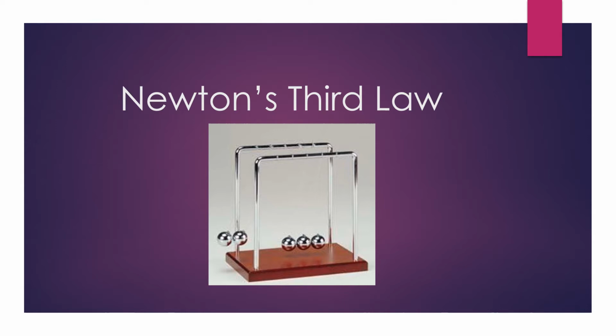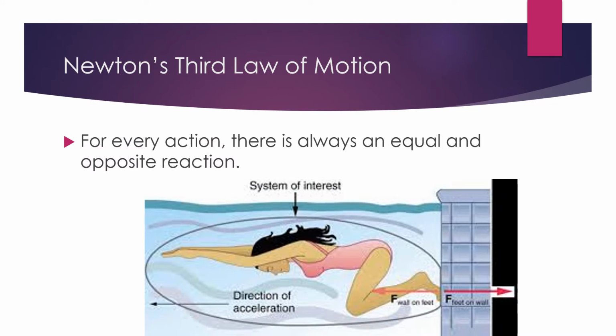Newton's third law: for every action, there's always an equal and opposite reaction. It's the least verbose of his three laws. That's it. There's no equation, it's just that. However, this is the most misunderstood law. What he's saying is, if you touch something, it touches you back. Always.